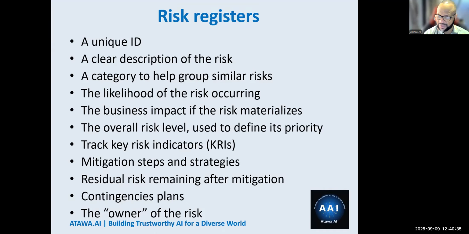We call it a risk register. So your risk register should have a unique ID, some kind of clear description of your risk, and category, the likelihood of the risk occurring, what is the BIA, or the business impact analysis, if that particular risk happens or materializes, and then overall risk level. So track your KRI. We talked about it in chapter 1, key risk indicators. What are the mitigation steps and your strategies? And then what would be your residual risk?